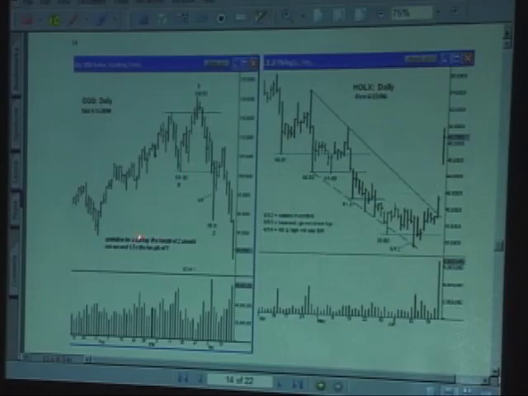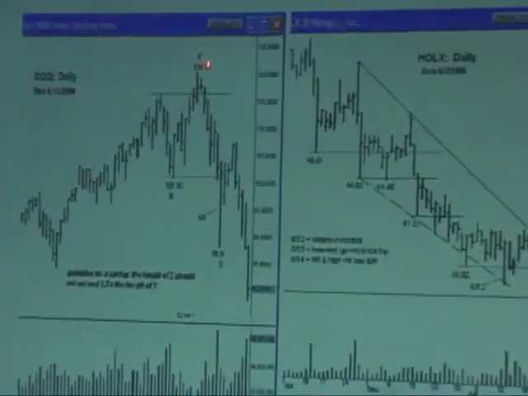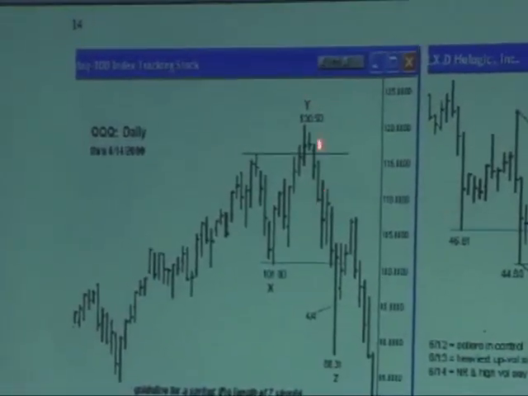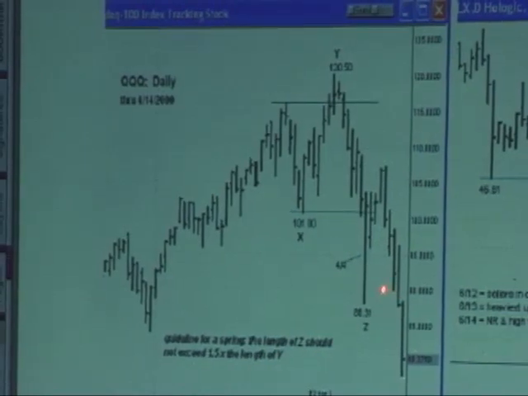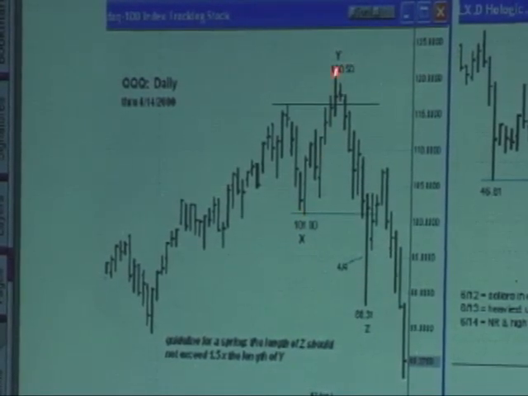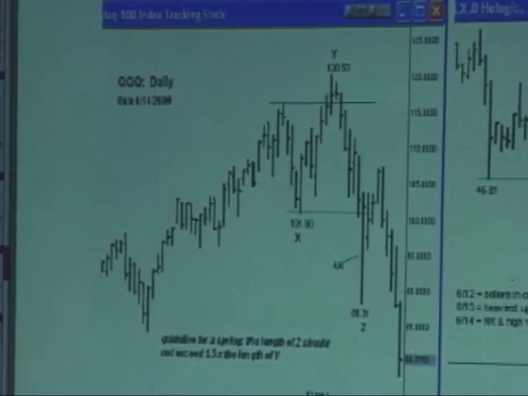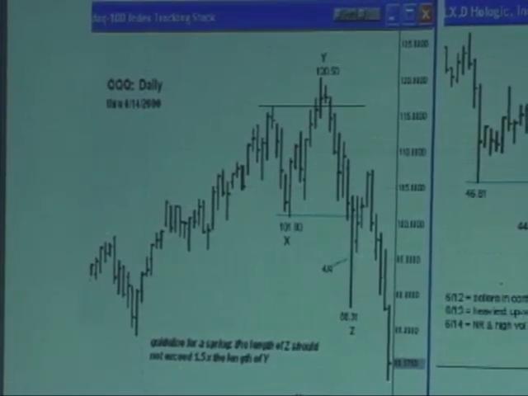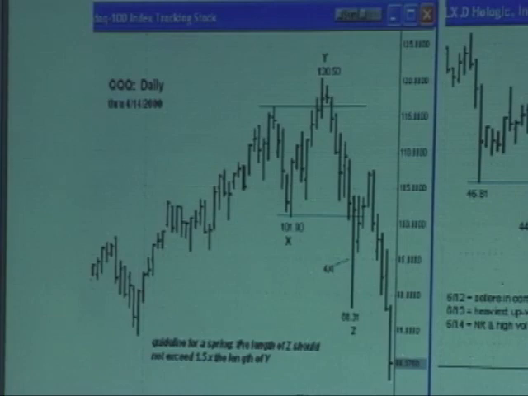But I'm saying that if you have a line of support and you have a rally, if the distance from that rally to the low of the alleged spring is more than 1.5 times the distance of this rally, I don't want to consider it a spring.